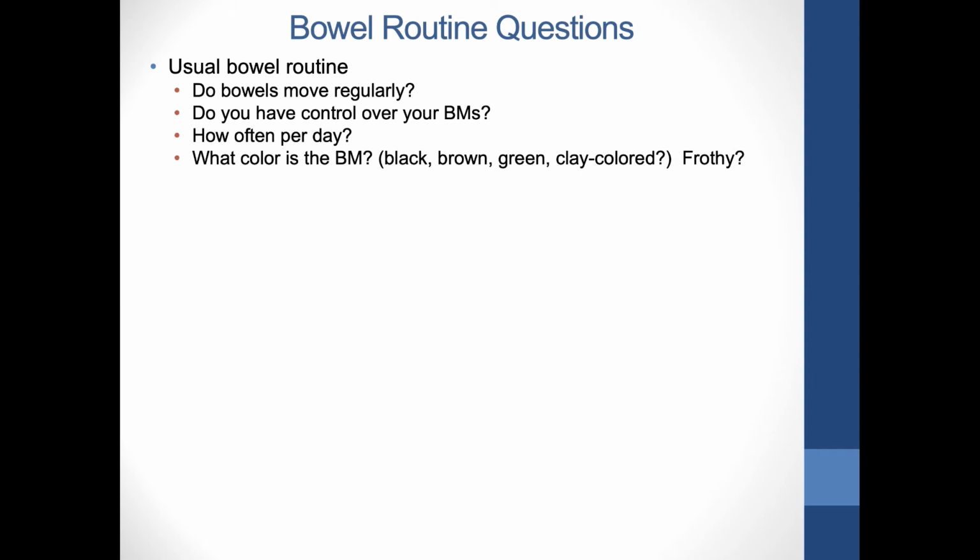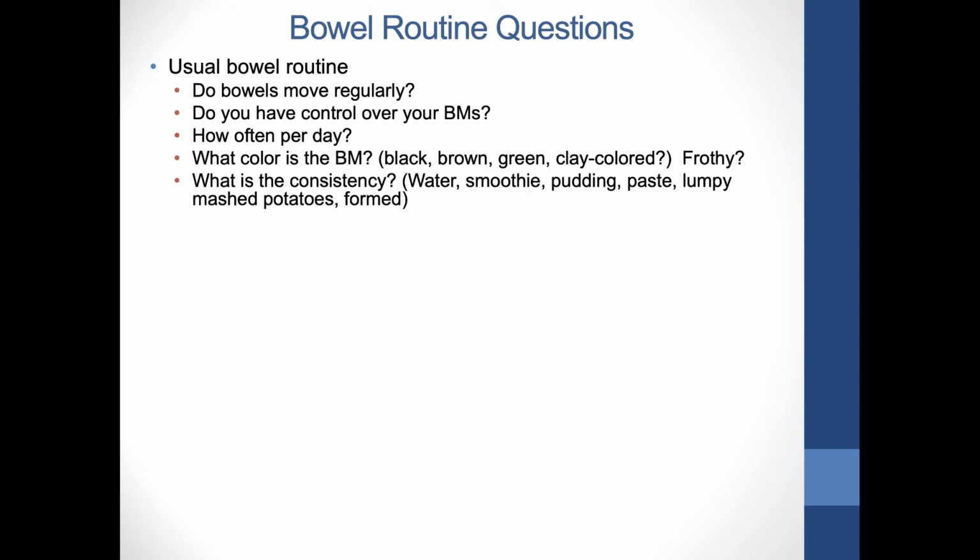What is the color of the bowel movement? Is it black, brown, green, clay colored, frothy? These indicate a lot of different things that could either be going on with our organs involved in metabolism, or if we have any bleeding going on. We're going to ask what the consistency is, if it's watery, smooth, and so on. A lot of that's usually related to diet, but it also can be related to peristaltic movement if we've got issues with diarrhea or constipation or possible infection.